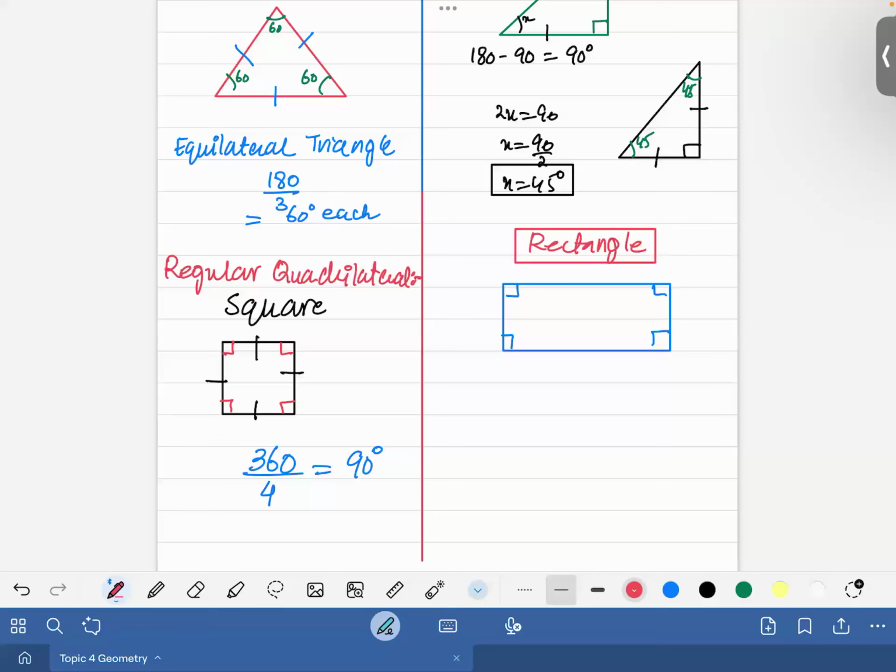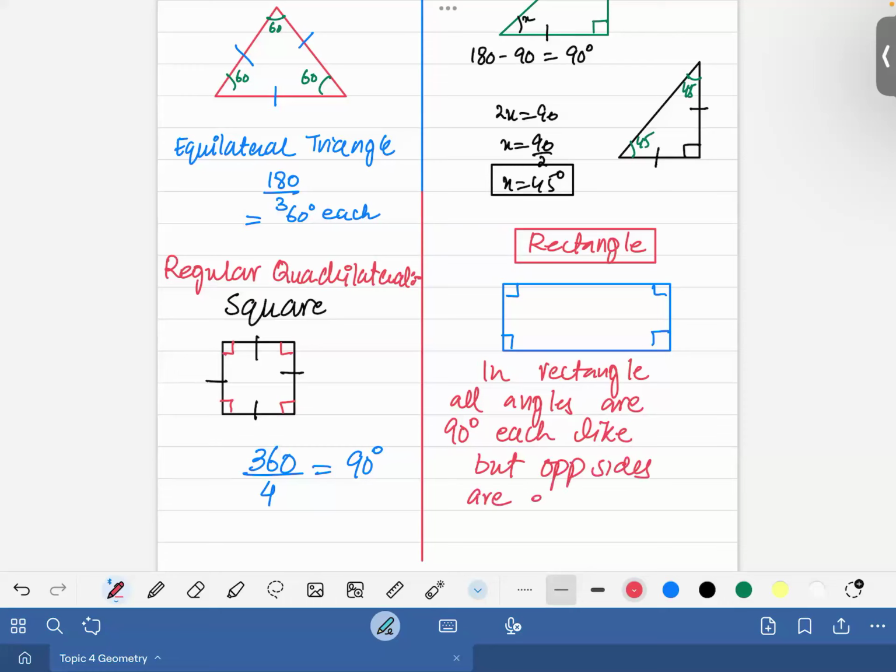In a rectangle, all angles are 90 degrees each, like a square. But opposite sides are equal. That's why it's irregular.